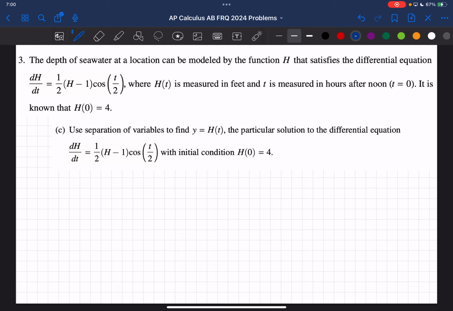So now part C, it says use separation of variables to find y equals h of t, the particular solution to this differential equation. So with my students, I always say separate, integrate, isolate. Those are the 3 steps. So the first step is separate. So I have 1 over h minus 1 dh. And I like to leave the 1 over h minus 1 separate from the dh. College Board likes to put the dh on top. I prefer to keep it separate just so you can see why ln shows up the way it does.